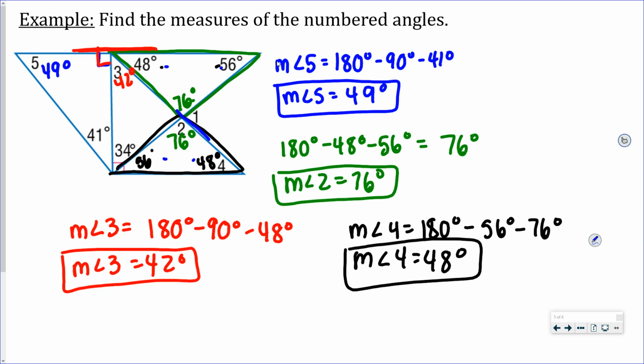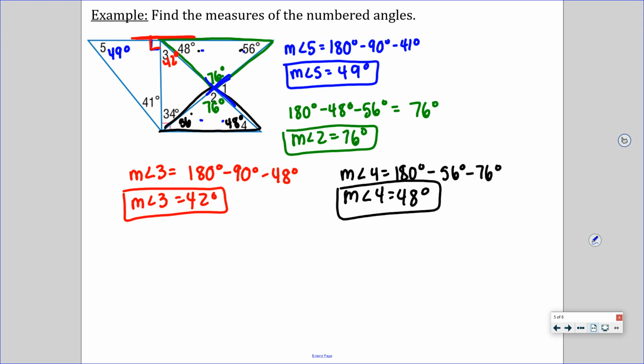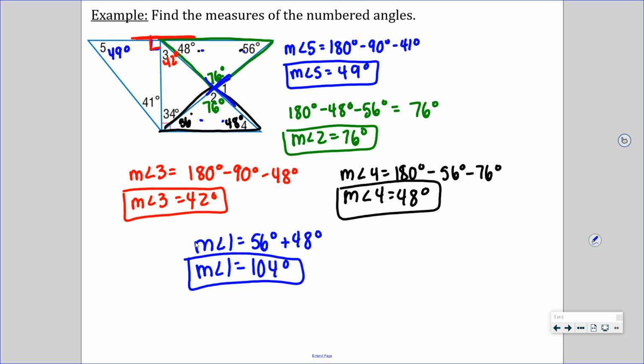I didn't think this existed. That's okay. That's totally fine. It's technically an exterior of the green triangle, and it's an exterior of this black triangle, so either is fine. Okay, so there's the exterior angle sum, that the measure of angle 1 would be those two added together. It's also supplementary to 76, so you could have done that as well. 104 degrees was what we got for measure of angle 1.